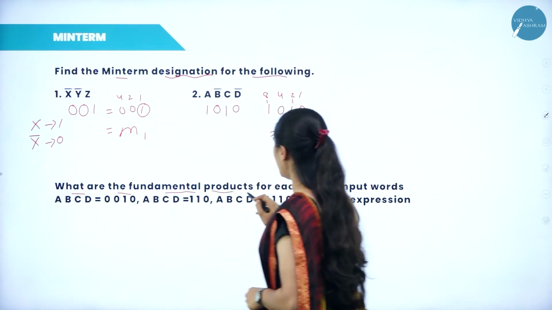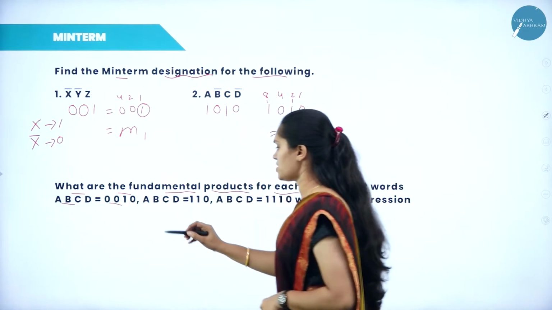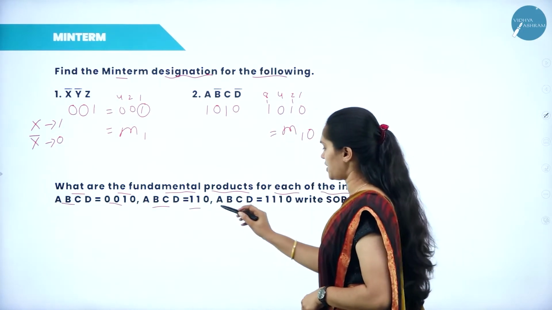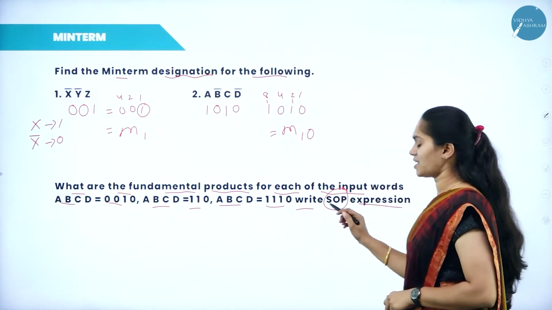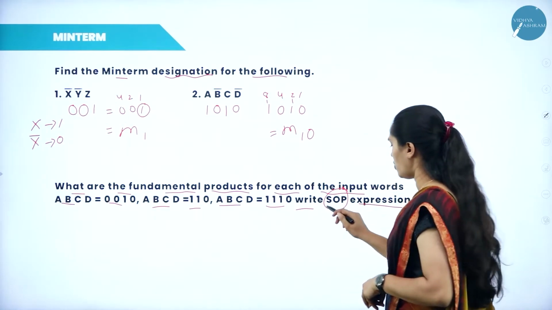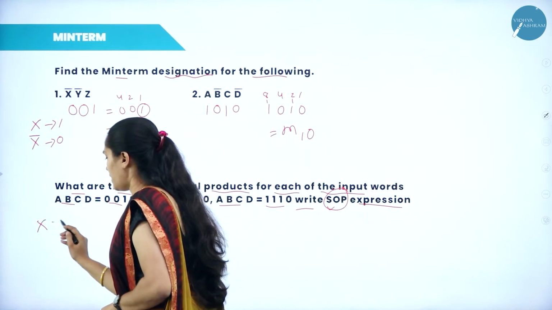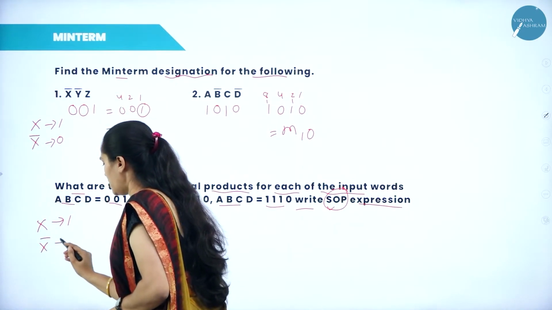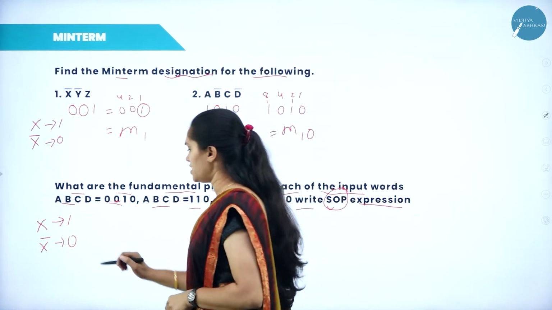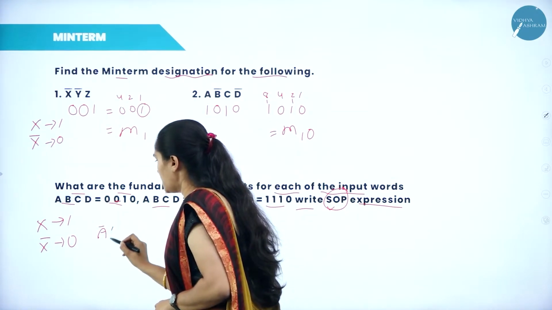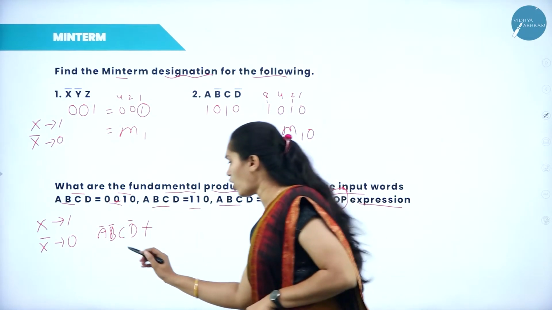What are the fundamental products for each of the input words ABCD equal to 0010, ABCD equal to 110, ABCD equal to 11110? Write the SOP expression, that is sum of products. So we have to perform the sum operation for the products. So let me consider: if it is a normal variable, it will be 1. If it is a complemented one, that will be 0. So wherever we have 0, there you have to put the complemented version of this variable. So it will be A bar, B bar, then C, D bar plus. So that is sum of products.